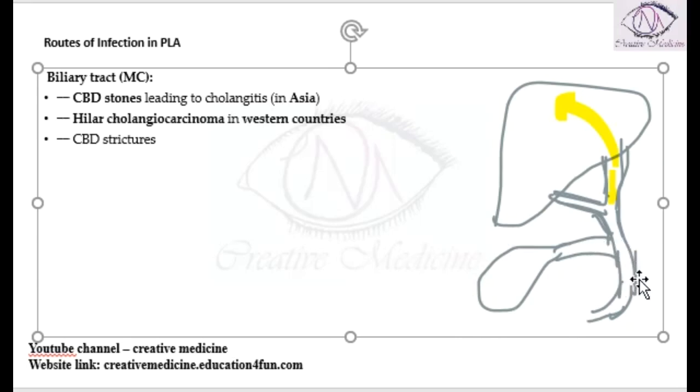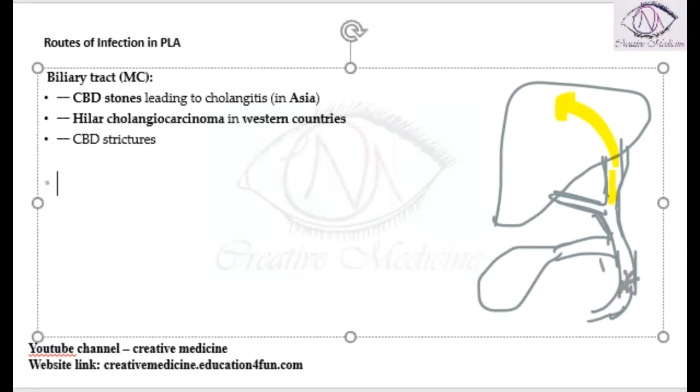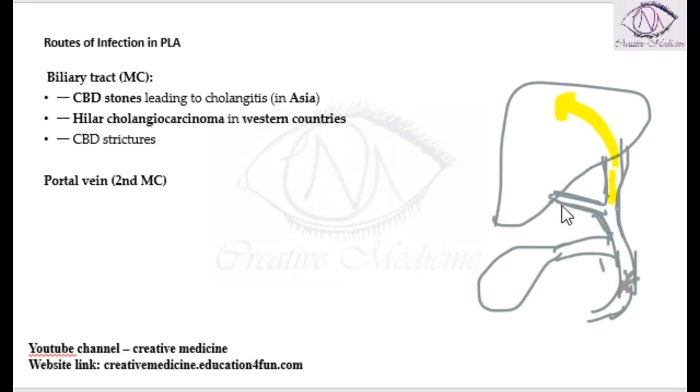If there are common bile duct strictures, that means this will lead to accumulation of secretions in the common bile duct, which can cause infection leading to pyogenic liver abscess. Then the second most common route of infection in pyogenic liver abscess is the portal vein, because portal veins also reach the liver.